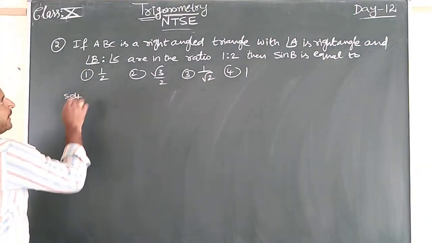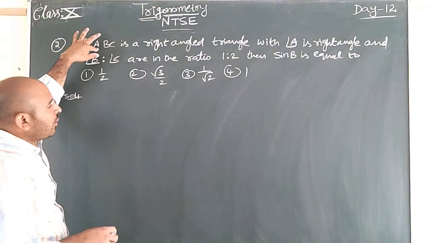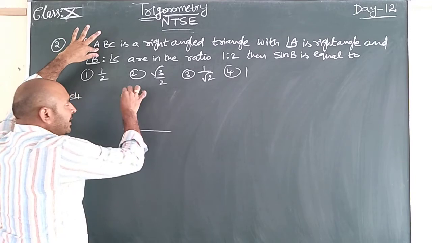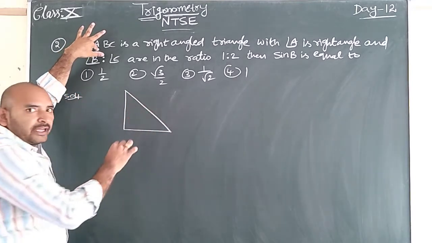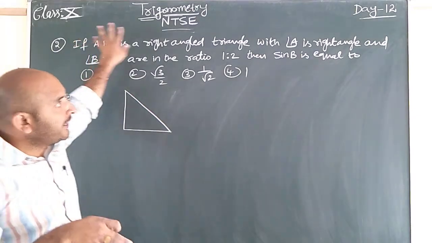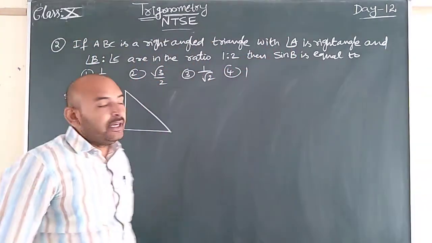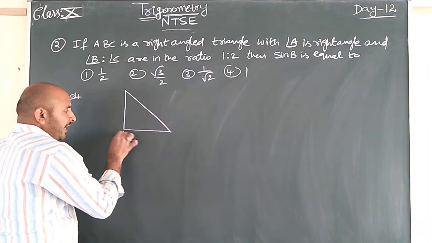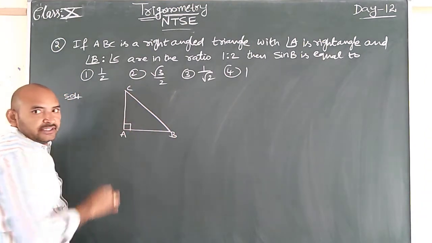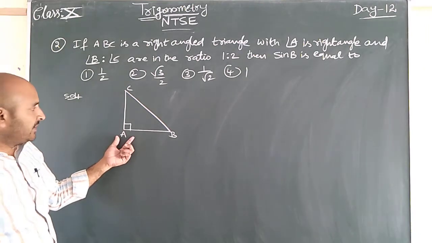According to the question, ABC is a right angle triangle. I am taking the triangle ABC. A right angle triangle means one angle must be 90 degrees. So which angle is 90 degrees here? Angle A is the right angle. So let us take this as A, this as B, this as C. Right angle at A, this is clearly 90 degrees.